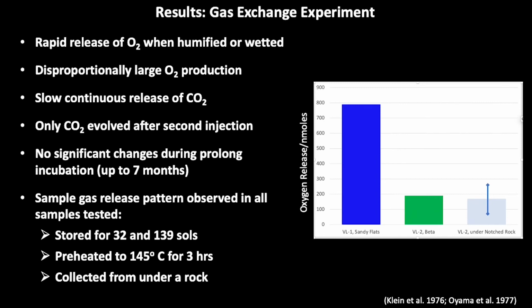In the gas exchange experiment, when a sample was humidified or wetted, there was a rapid release of oxygen, which was disproportionately large relative to other gases released, including nitrogen and argon. A slow linear release of carbon dioxide was also observed, which persisted after a second injection of aqueous nutrients. Additionally, no significant changes were observed during prolonged incubation. This gas release pattern was observed for all samples tested, including stored samples, samples preheated to 145 C before testing, and a sample that was collected from under a rock.